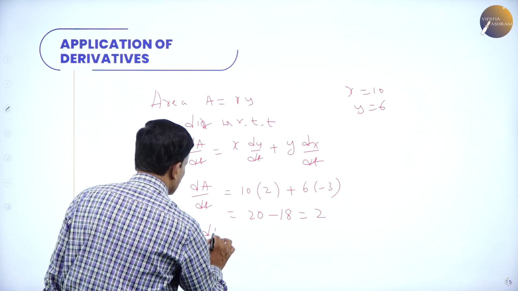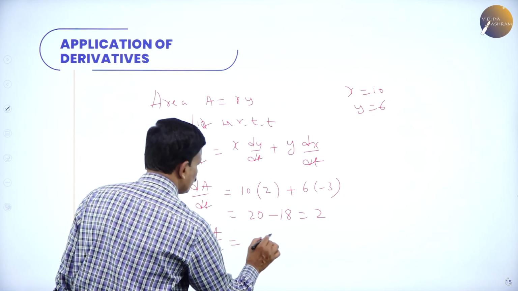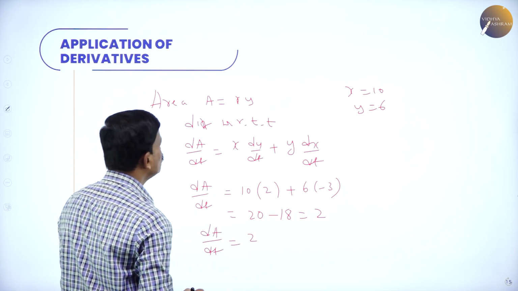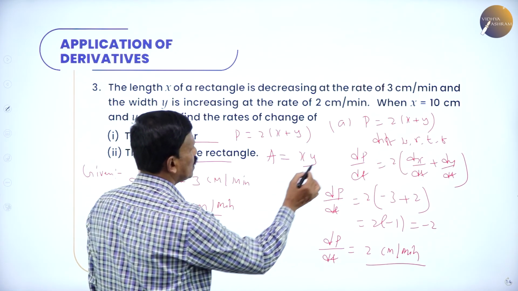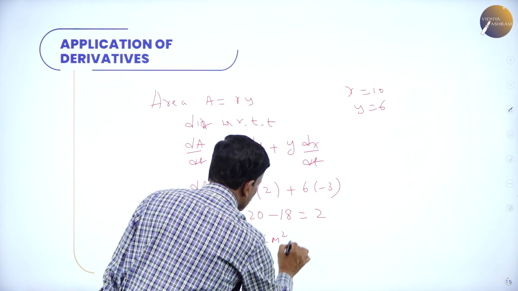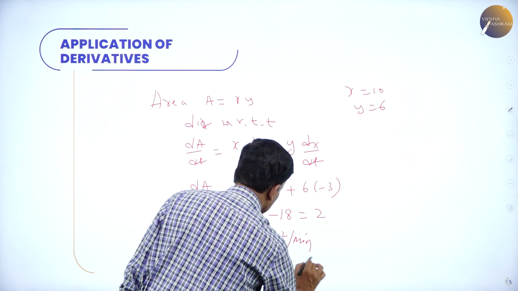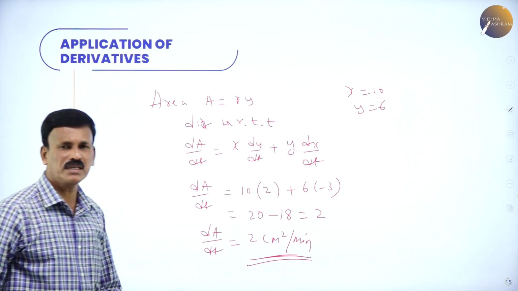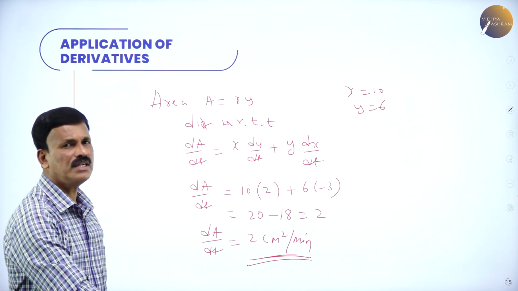So therefore, dA by dt, the rate of change of area, is equal to 2. What is the unit given here? Centimeters square. 2 centimeters square per minute. This is the required area.